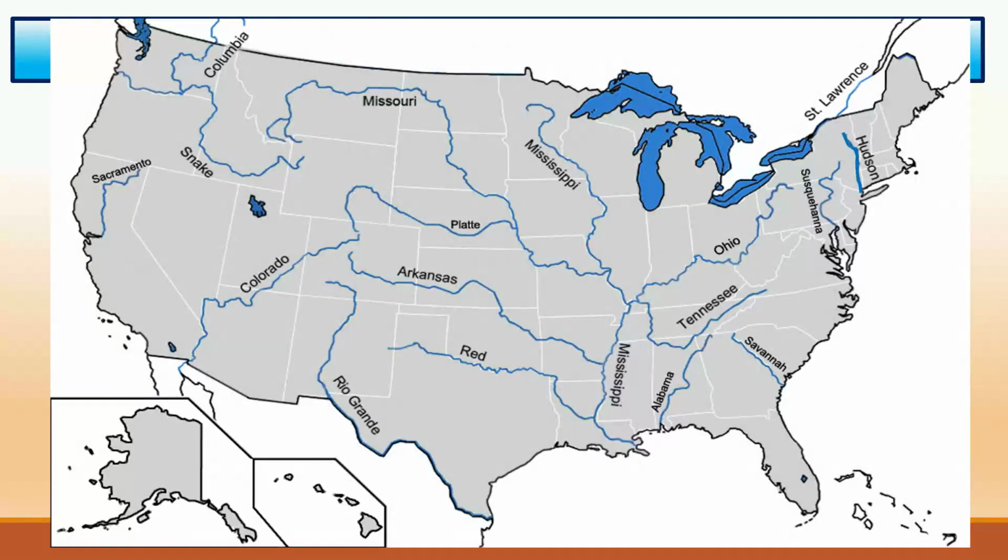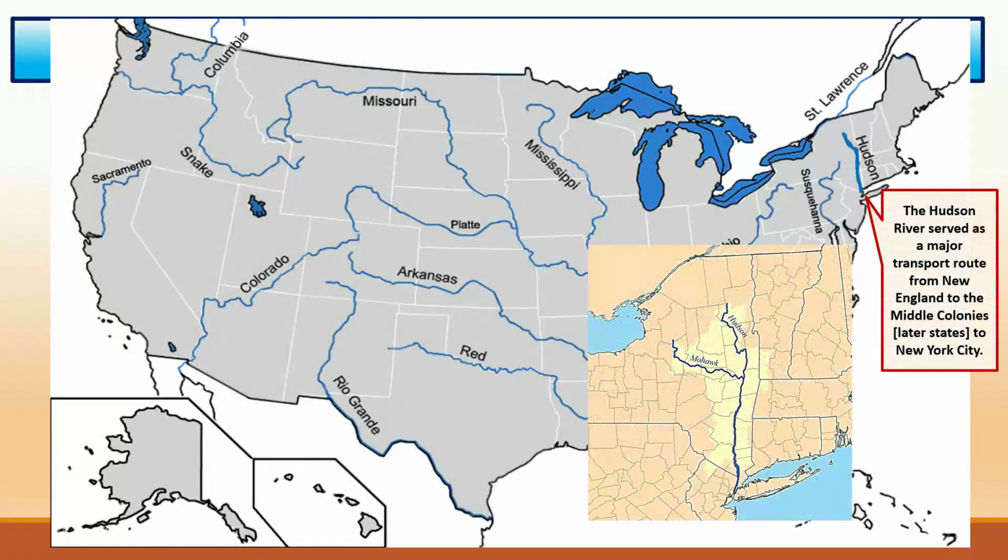How about some of the other interior rivers of importance? Let's start with the Hudson River. The Hudson River served as a major transport route from New England to the Middle Colonies, later the Middle States, to New York City. It was the main transport hub for both New England and the Middle States.